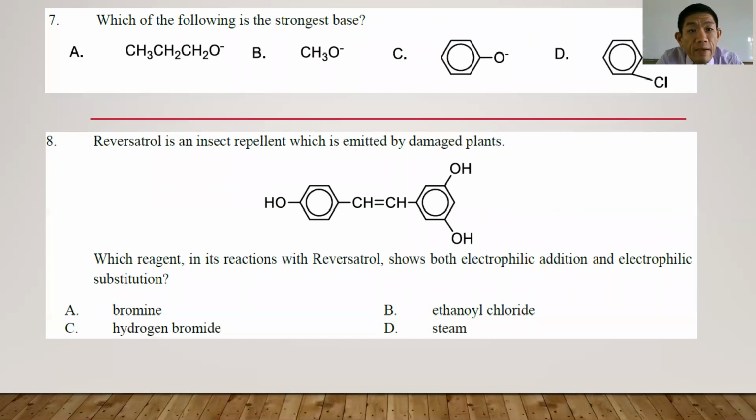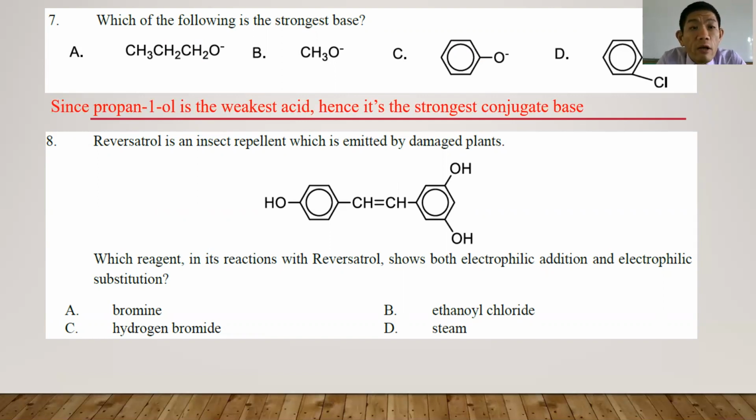Then we continue with number 7. Which of the following is the strongest base? In order to produce the strongest base, you must have the weakest acid. Among these, if you compare phenol and alkyl alcohol, phenol is a stronger acid compared to alkyl alcohol. So C and D are already out of our choices. As for A and B, the longer the alkyl chain, the greater the electron donating effect, therefore the weaker the acid, and hence the stronger the conjugate base. So the best answer here would be A.